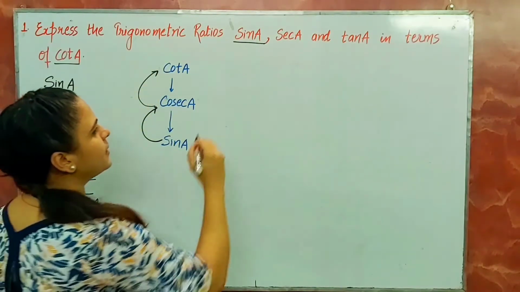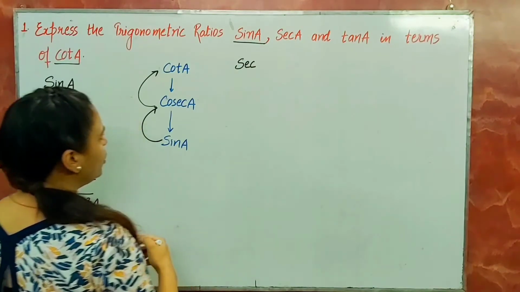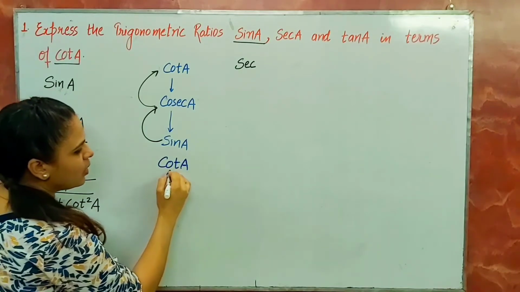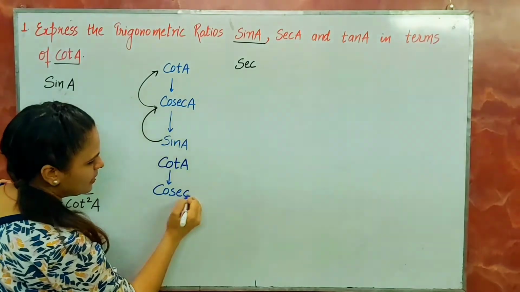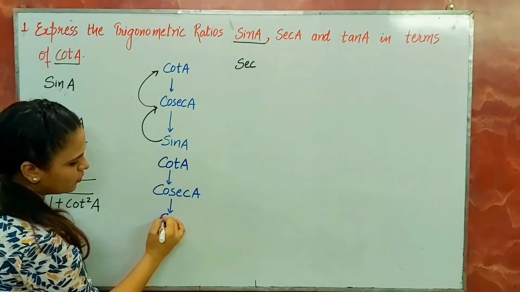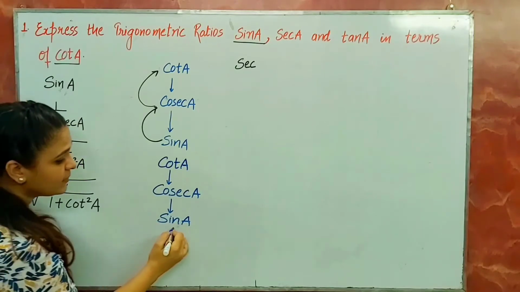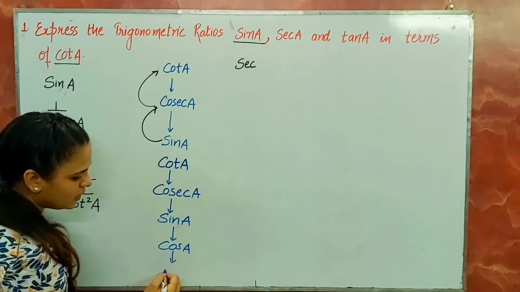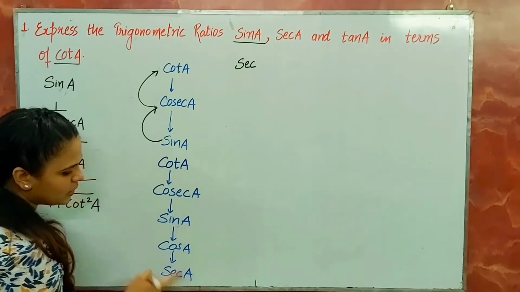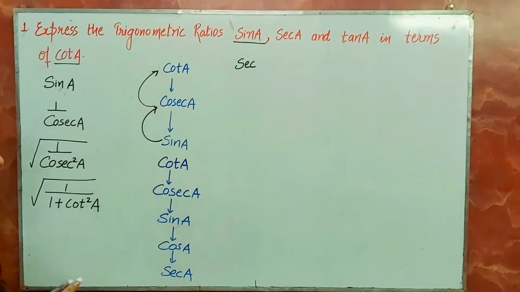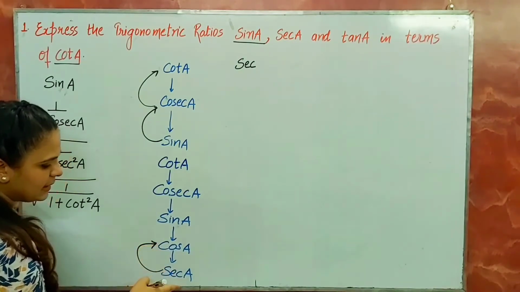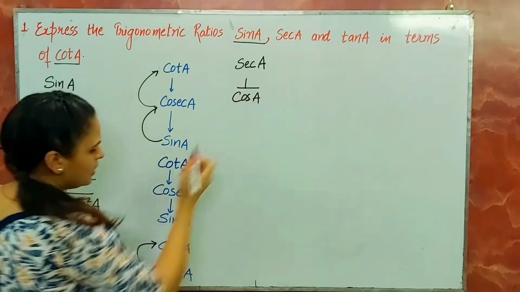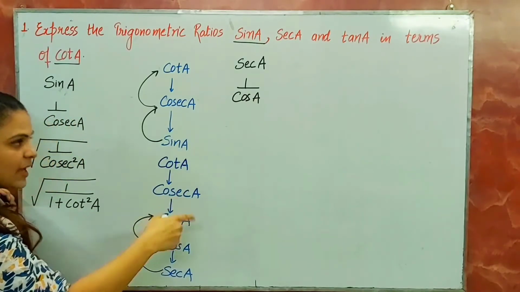Next is secant. To convert secant, firstly we have to convert cot in the form of cosec and then cosec can be converted into sine. Next we will convert sine in the form of cos using square relationship and cos into sec A using reciprocal relationship. So we have to start from this step. Secant A into cos A, they are reciprocal.